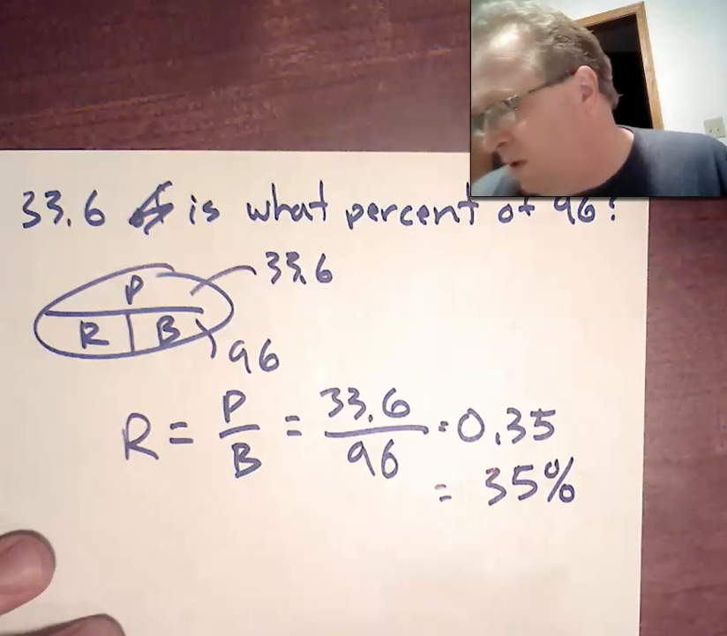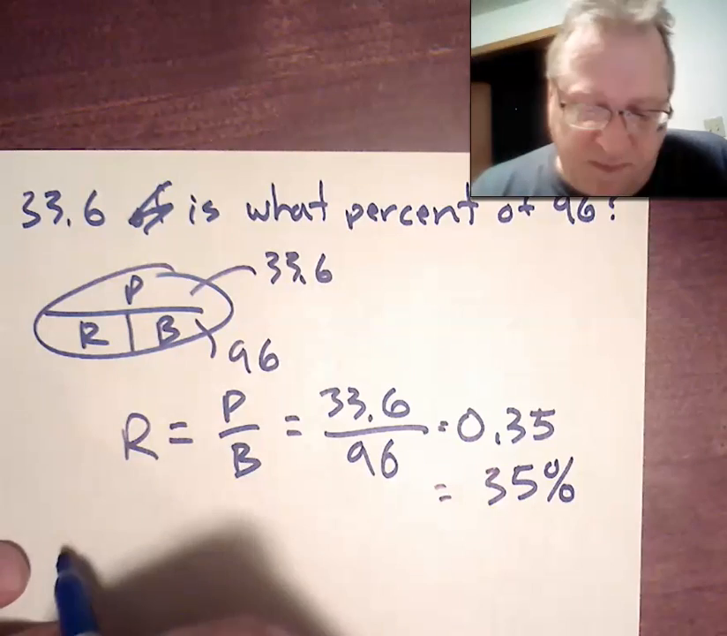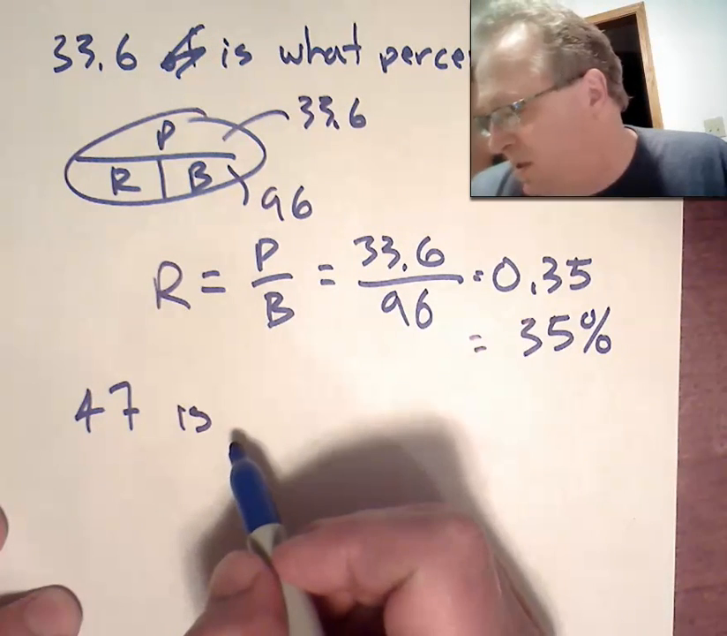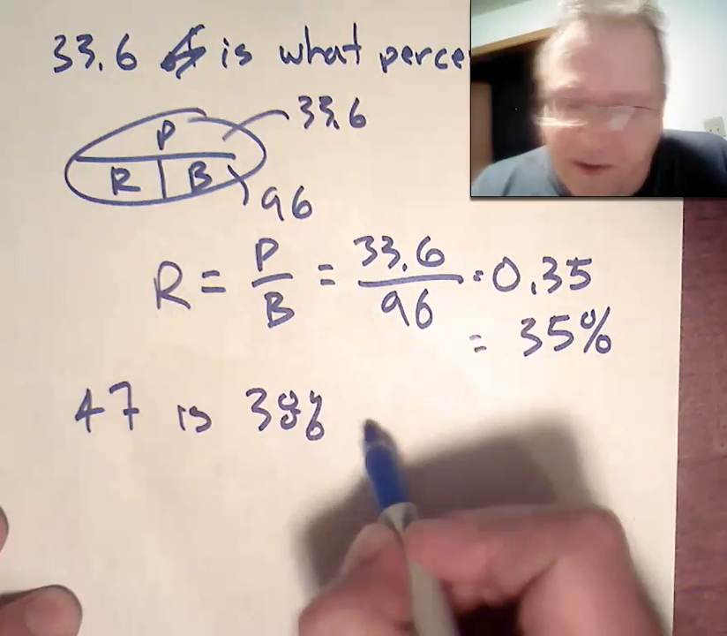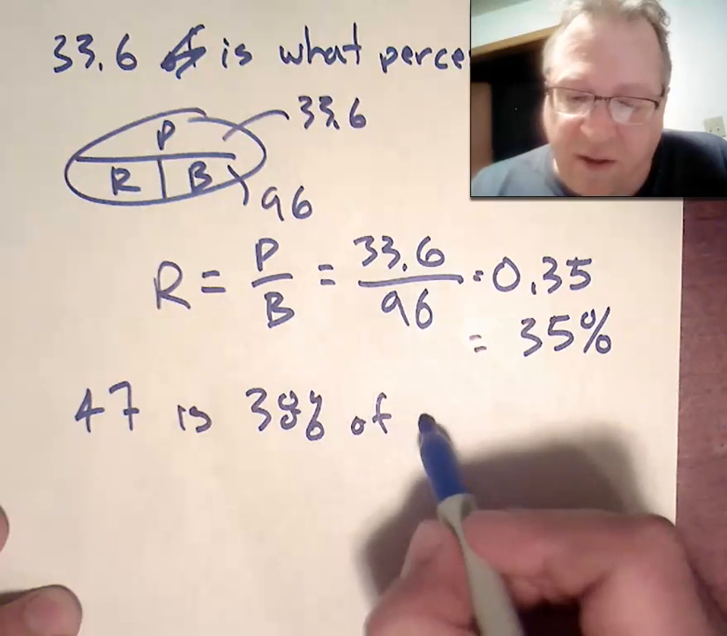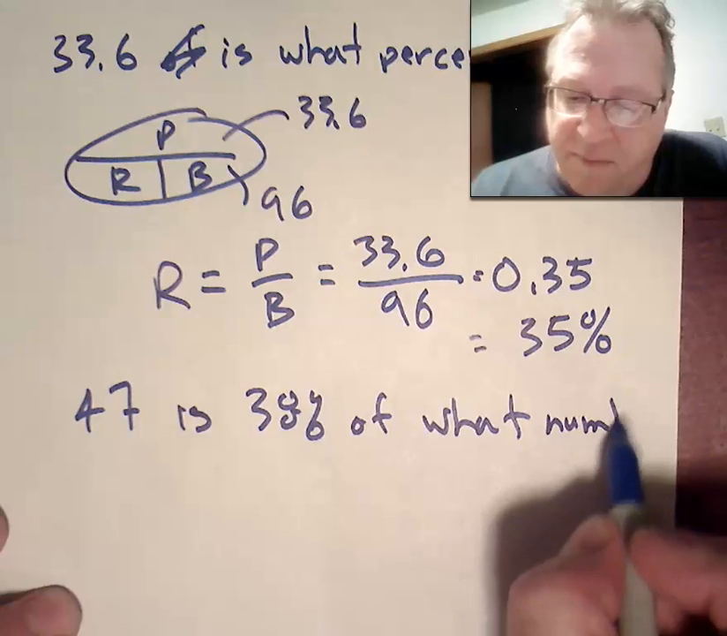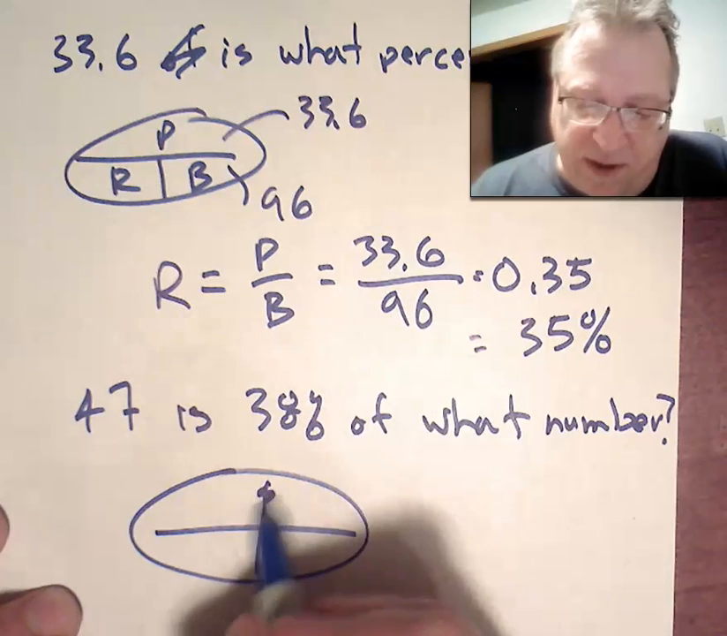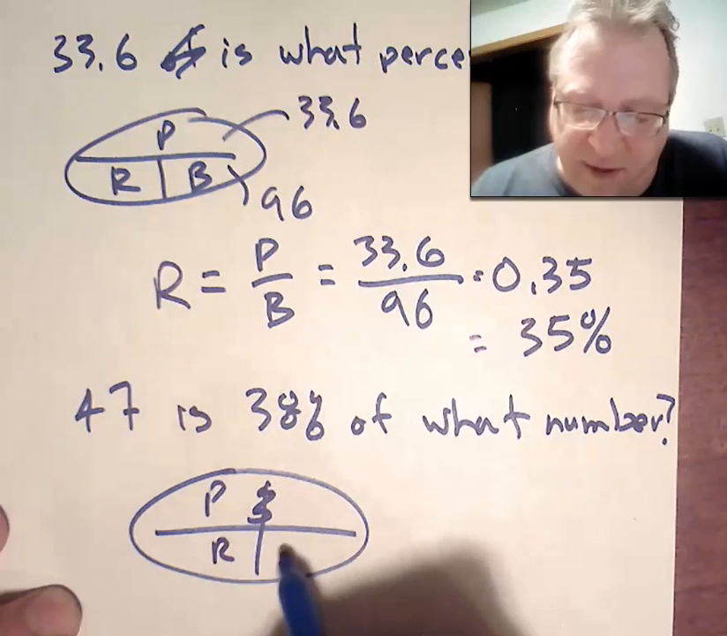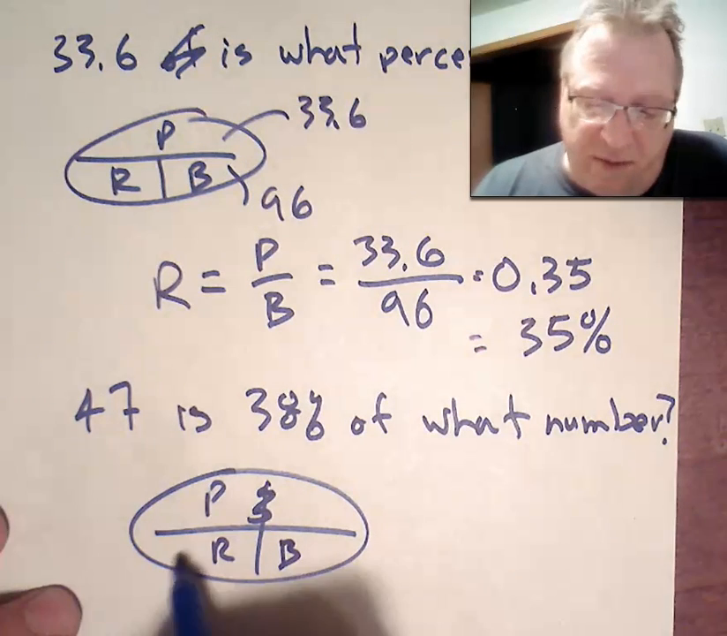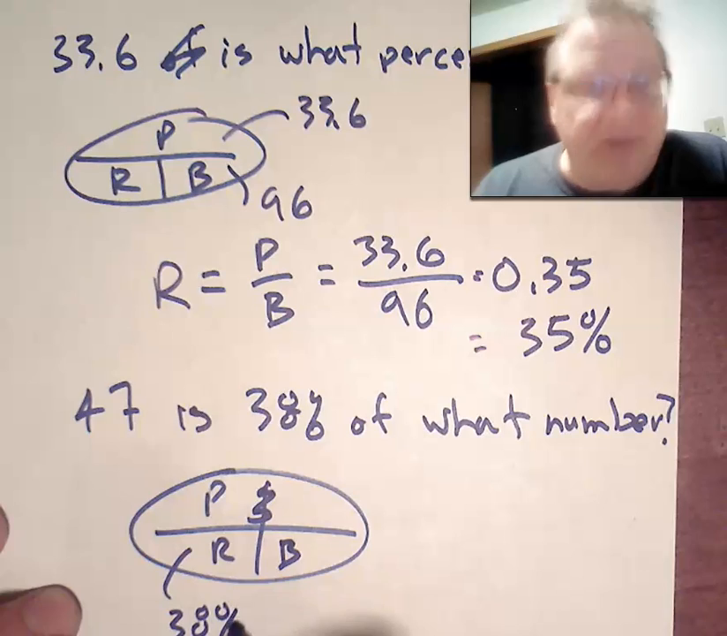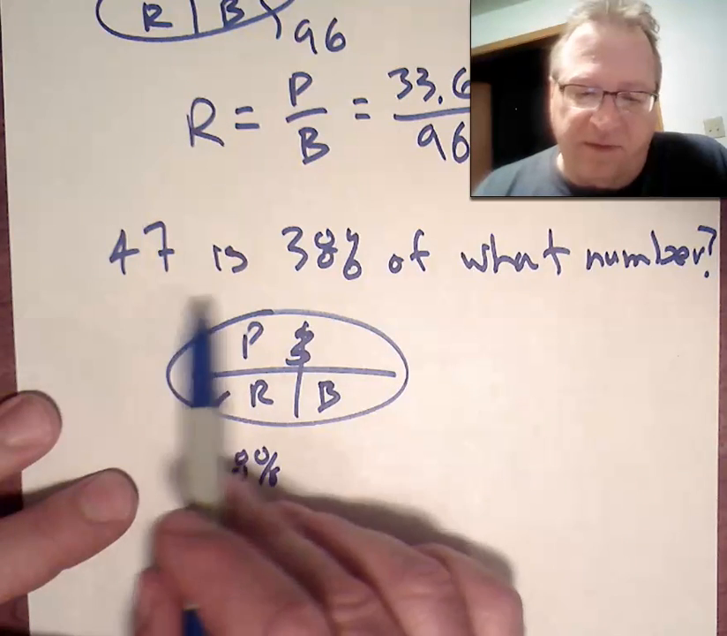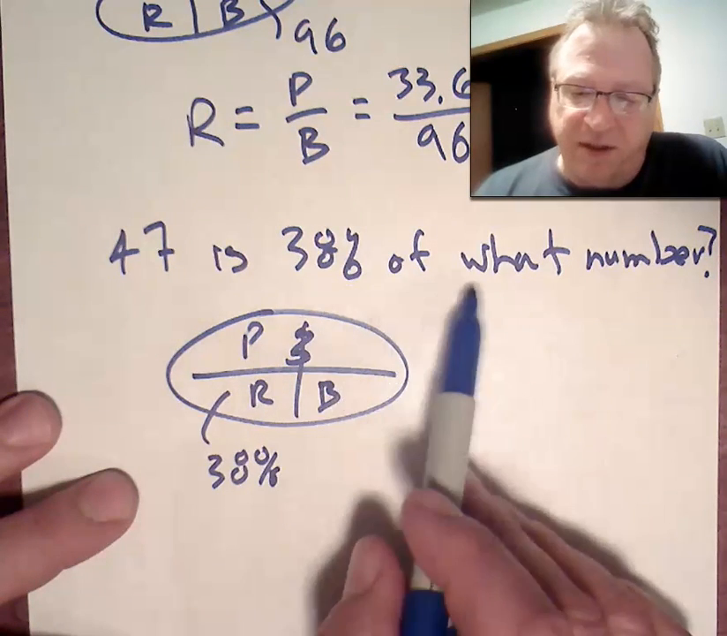Okay, let's do one more. 47 is 38% of what number? Running out of space. Okay, let's draw our diagram. Portion, rate, and base. What do we have? Well, right away the rate jumps out. We got 38%. Okay. Let's see, we got 47 is 38% of what number?